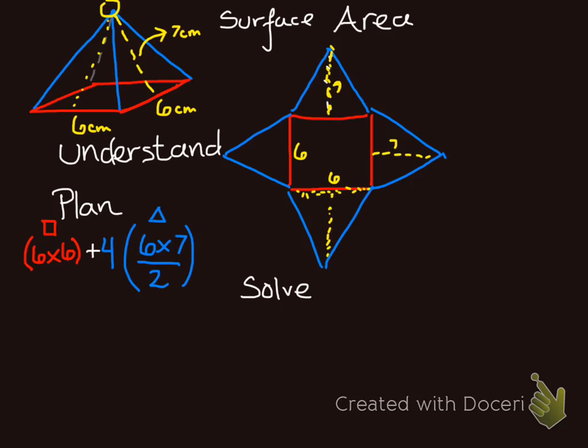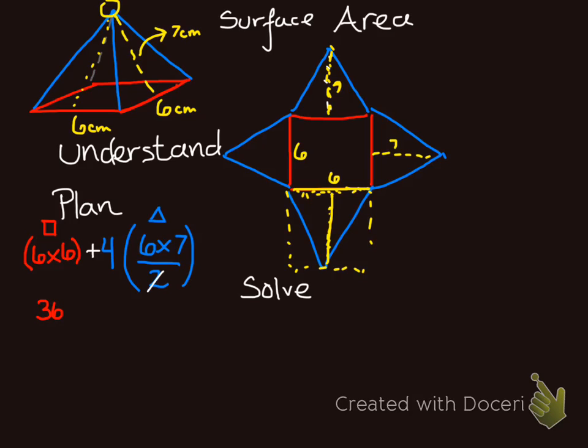Before we do that, let's just go back and take a look at our plan. We have the rectangle. We have 4 triangles. Now remember, the area of a triangle is the width times the height, and it's not a rectangle, it's a triangle. So the 6, that's the width, and the height, of course, is 7. We want to divide that 6 times 7 by 2. All right, so keep that in mind. That's what we're going to do here.